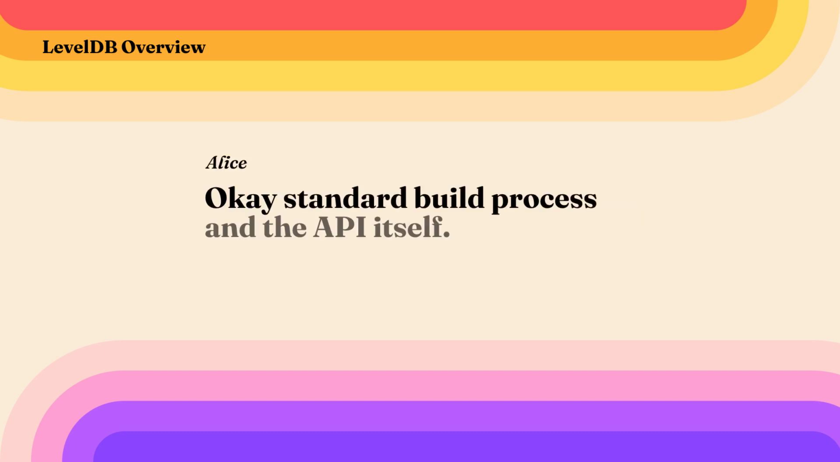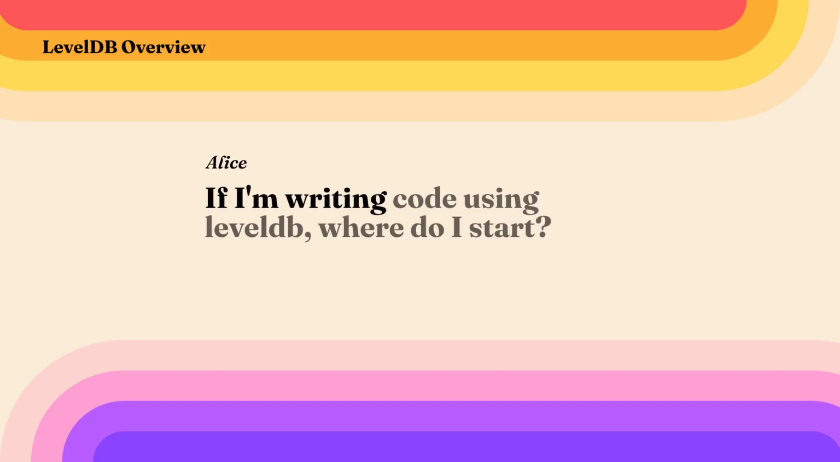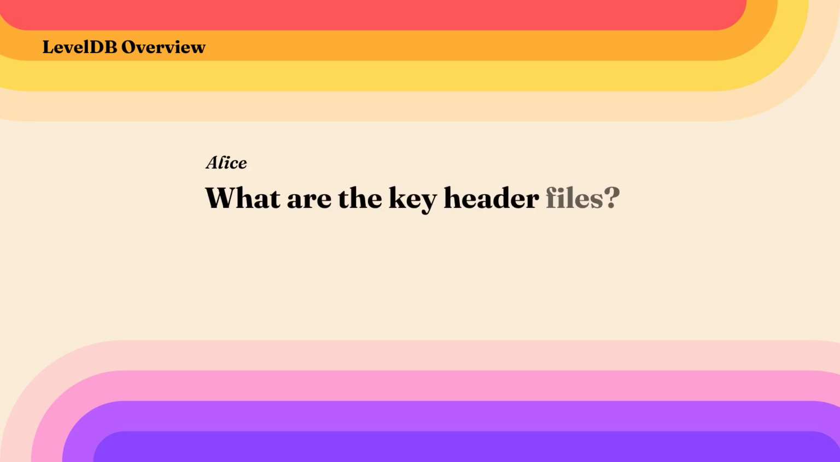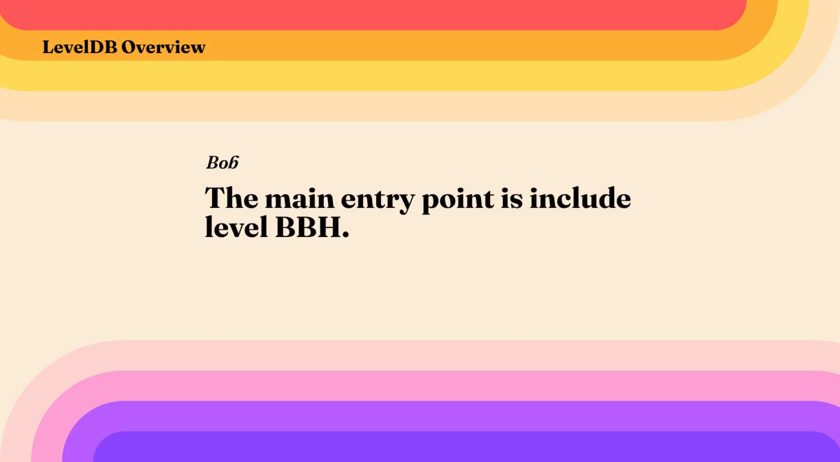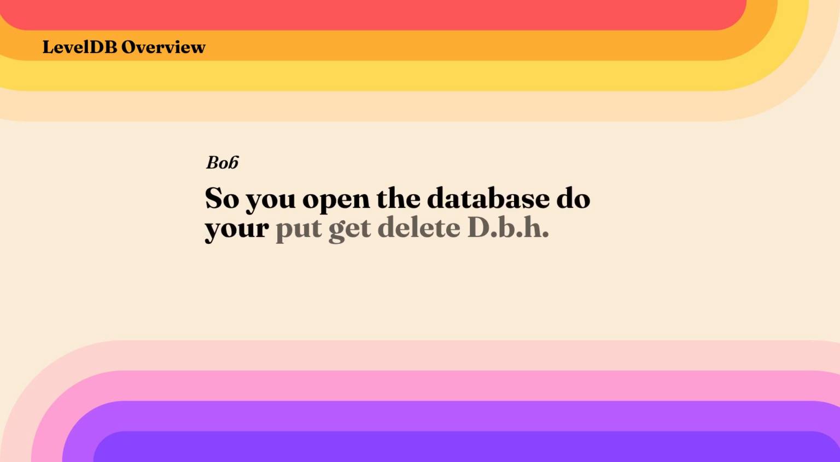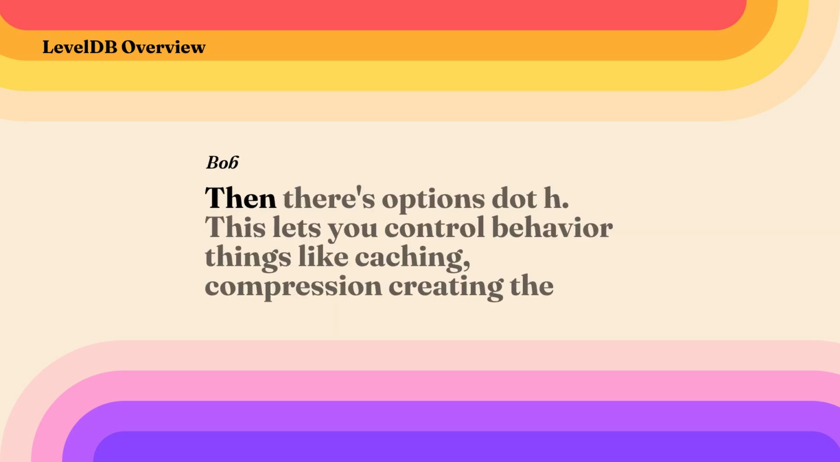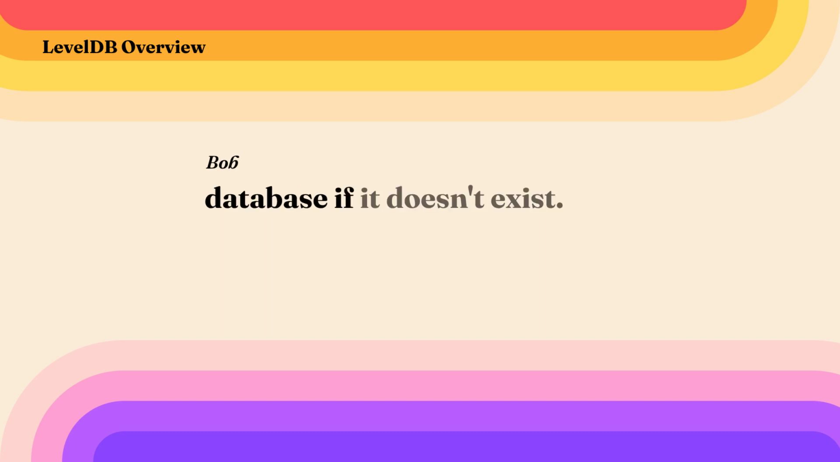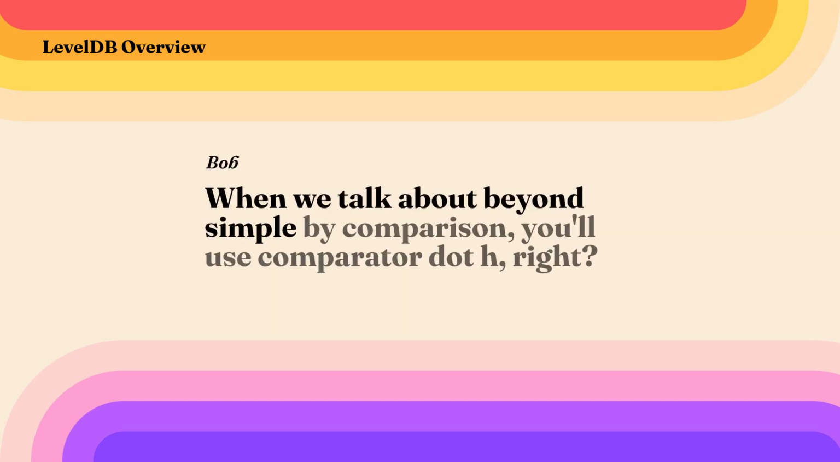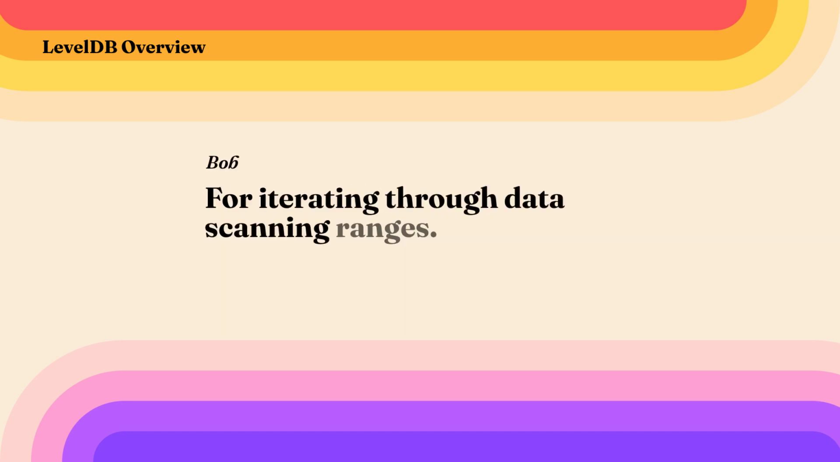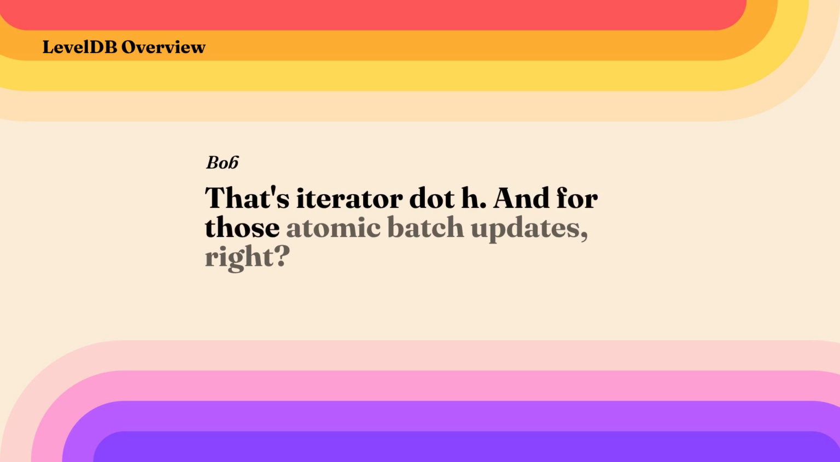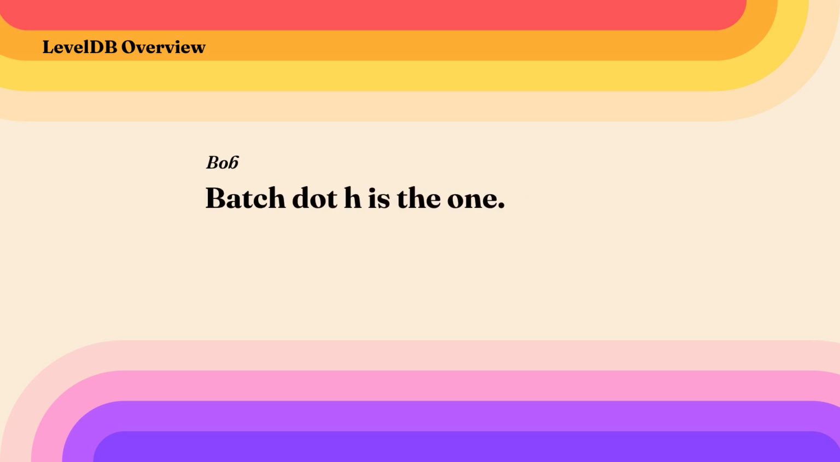Okay, standard build process. And the API itself. If I'm writing code using LevelDB, where do I start? What are the key header files? Good question. The main entry point is include/leveldb/db.h. That's where you open the database, do your put, get, delete. db.h, okay. The core. Then there's options.h. This lets you control behavior, things like caching, compression, creating the database if it doesn't exist, error handling, lots of knobs to tune. Options for tweaking. Makes sense. If you need that custom sorting we talked about beyond simple byte comparison, you'll use comparator.h. Right, for special key types. For iterating through data, scanning ranges, that's iterator.h. And for those atomic batch updates, write_batch.h is the one. The write batch we discussed.